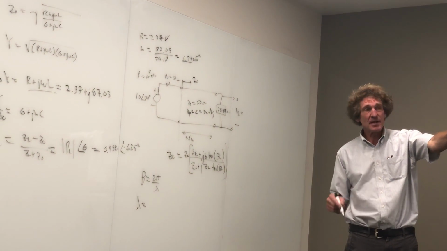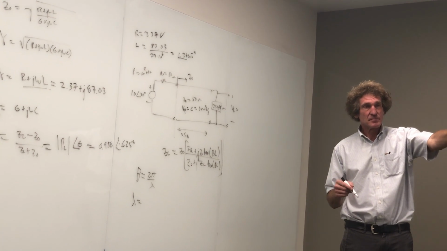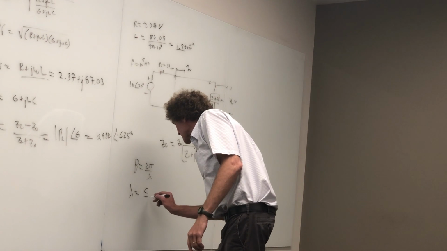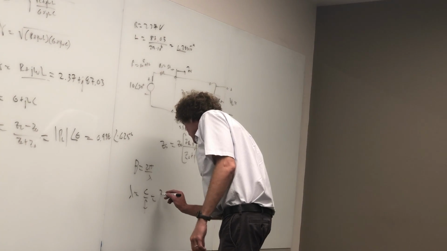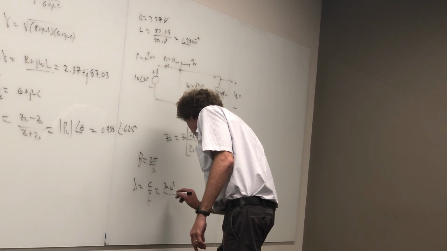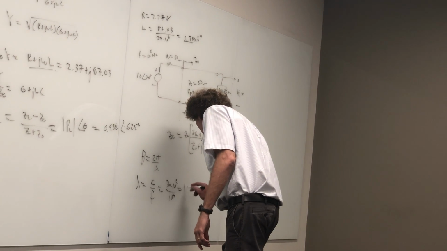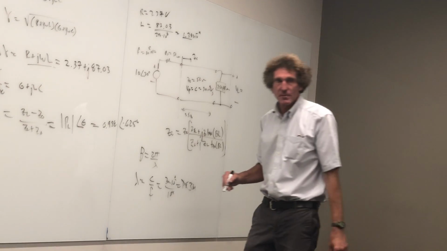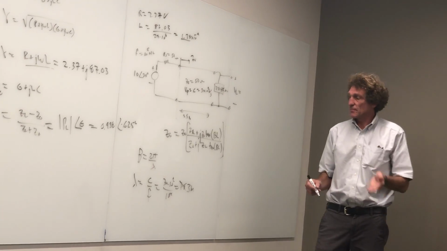Its velocity is the speed of light. It's the speed of light divided by frequency. All right, c over f for this one, because it's lossless, just c over f. And what's that? 3 times 10 to the 8th over 10 to the 8th, so it's 3 meters, isn't it? With me, class?